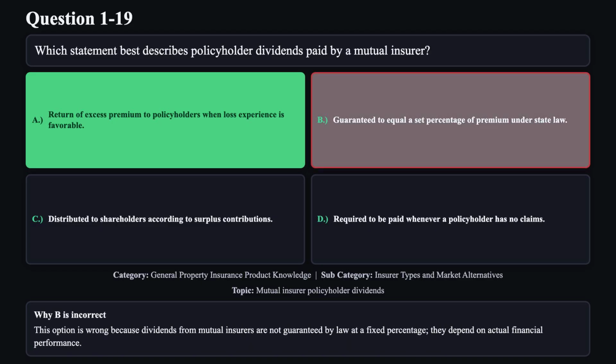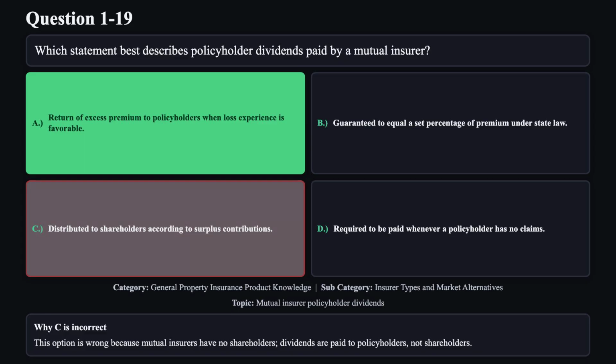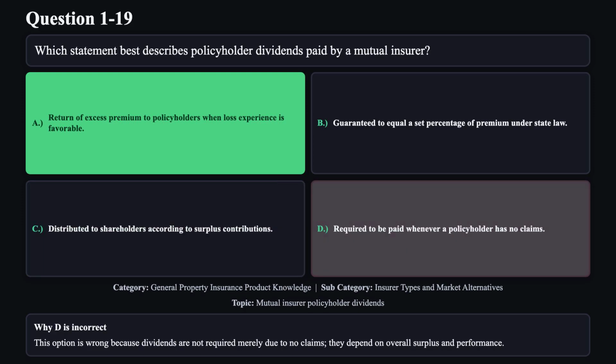Reason B is not correct. This option is wrong because dividends from mutual insurers are not guaranteed by law at a fixed percentage. They depend on actual financial performance. Reason C is not correct. This option is wrong because mutual insurers have no shareholders. Dividends are paid to policyholders, not shareholders. Reason D is not correct. This option is wrong because dividends are not required merely due to no claims. They depend on overall surplus and performance.